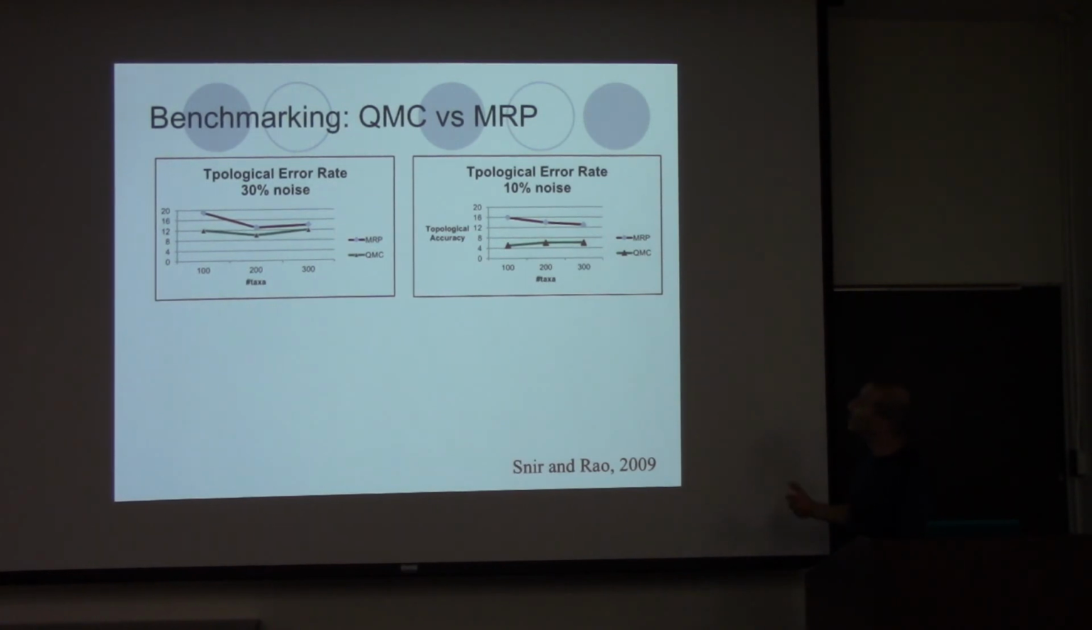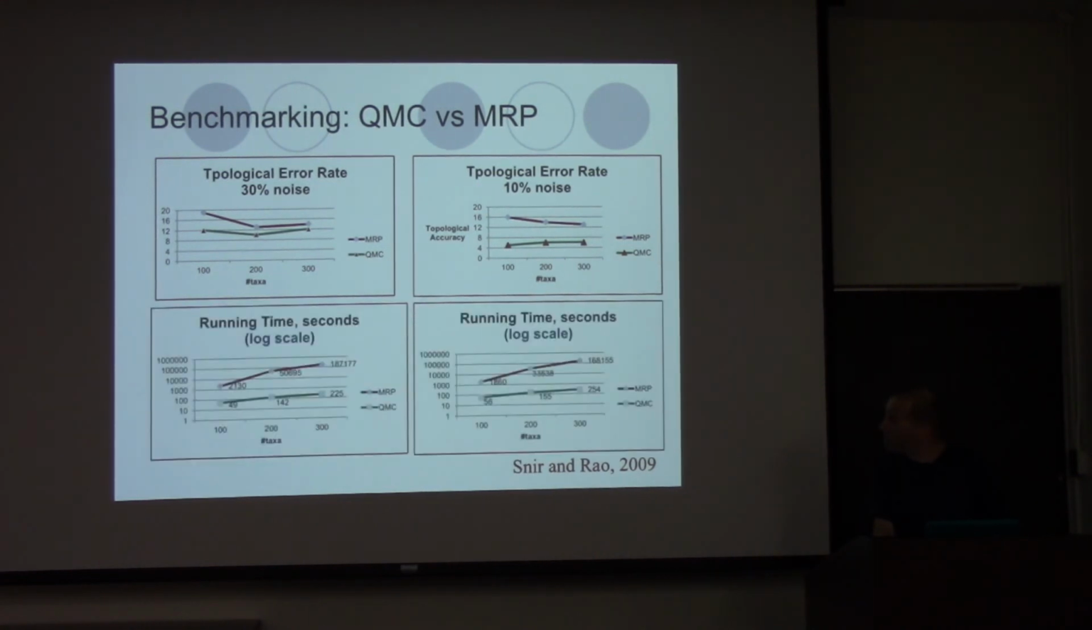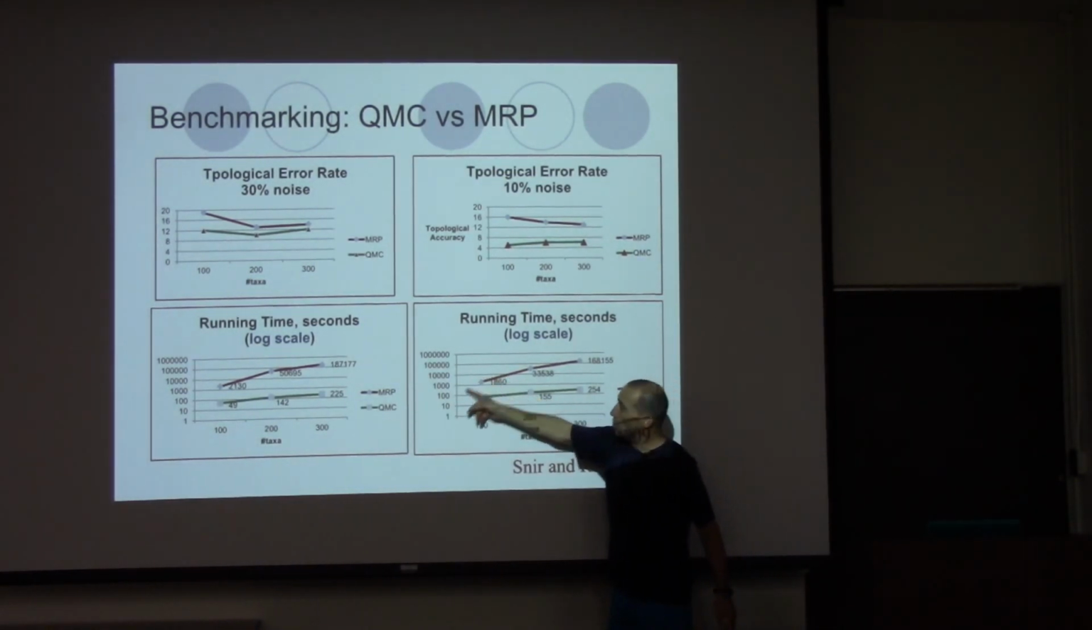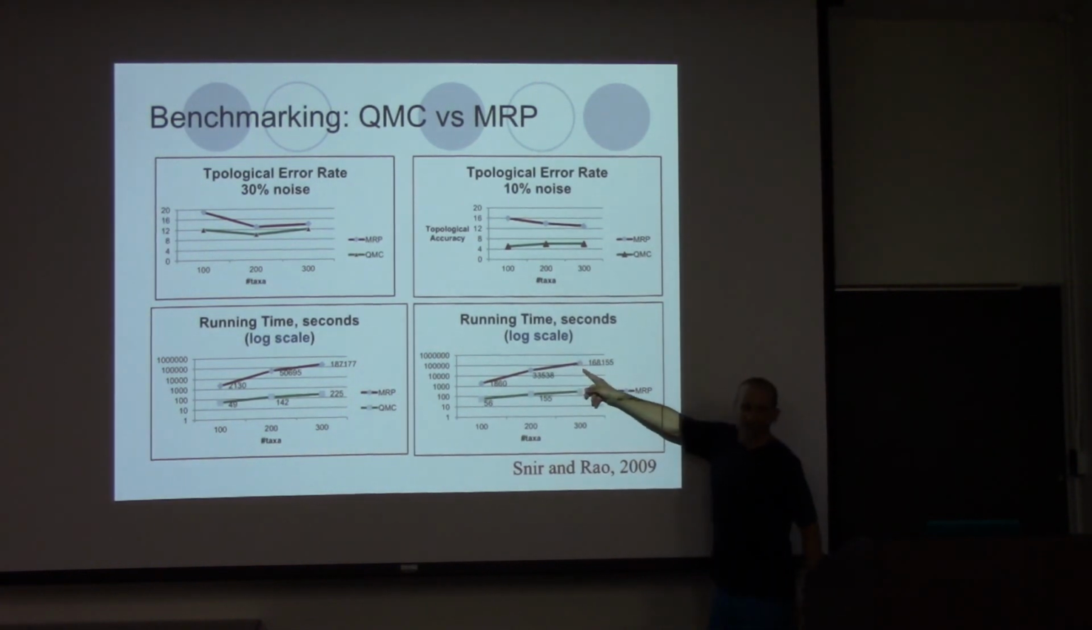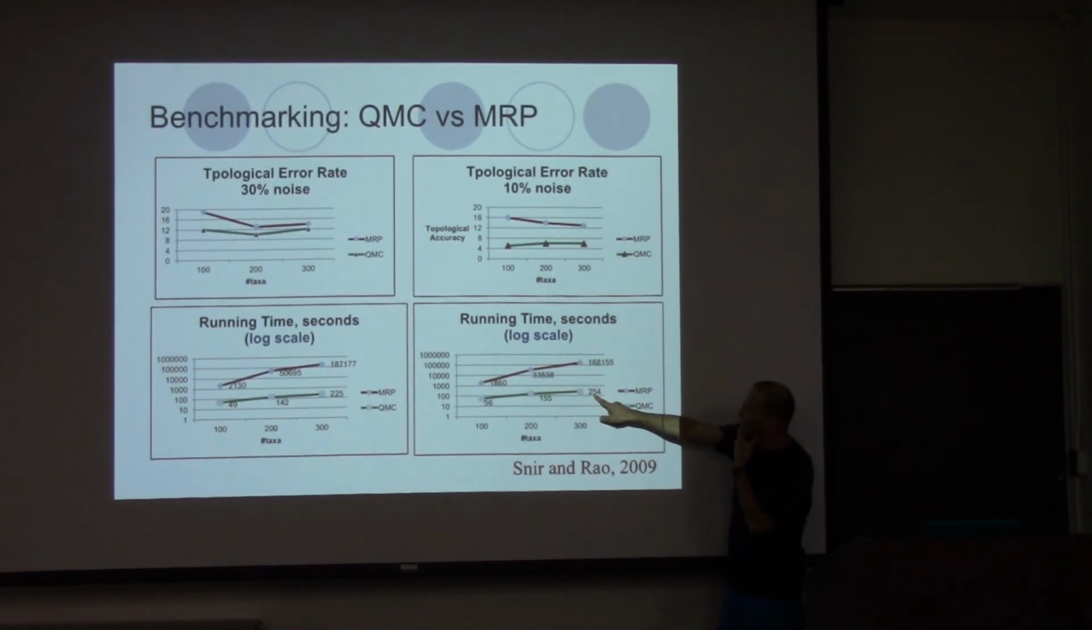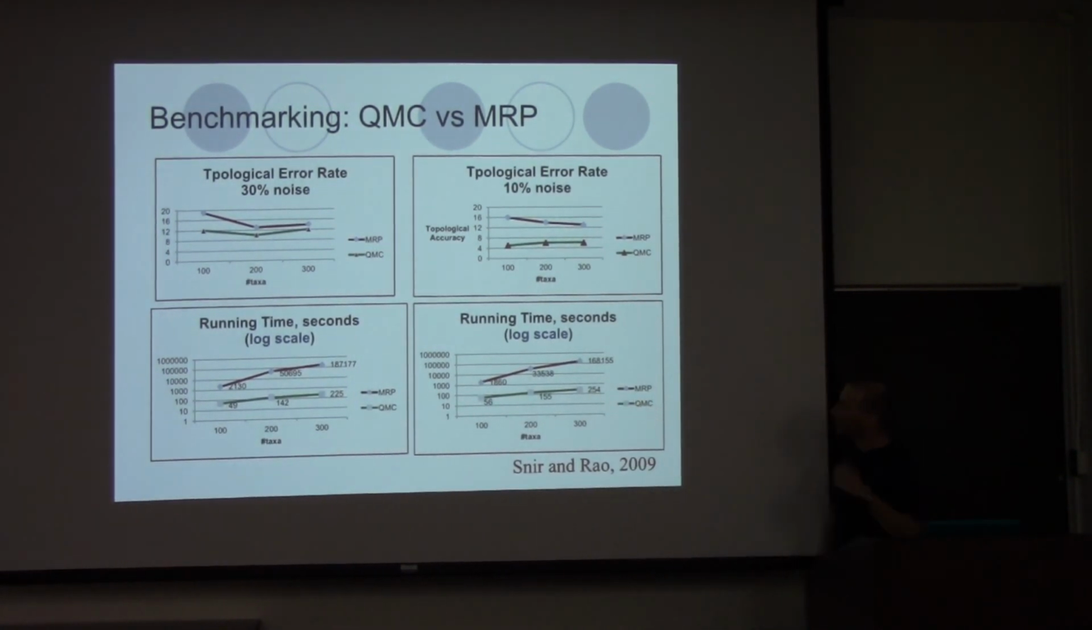So QMC has a substantially lower error rate than MRP, which is the prevailing method for that. However, this is the big difference: running times in log scale of seconds. This is like 2 days, and this is, okay, 2 minutes or 4 minutes, something like that.